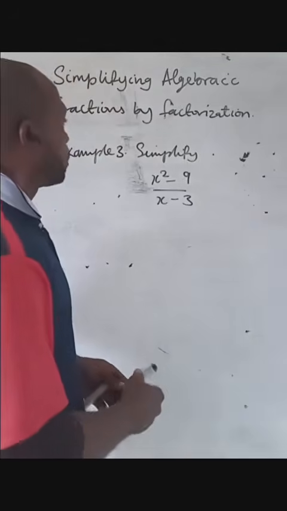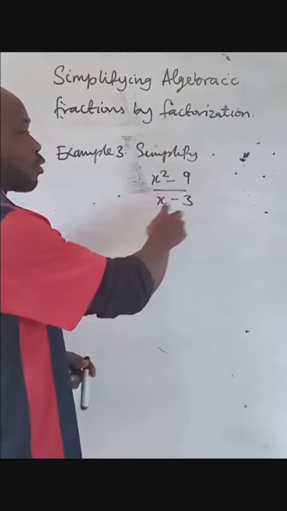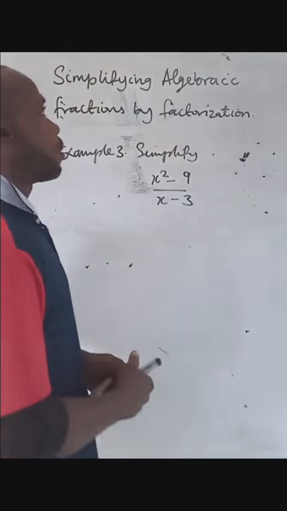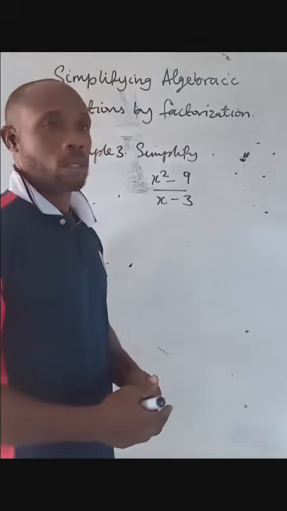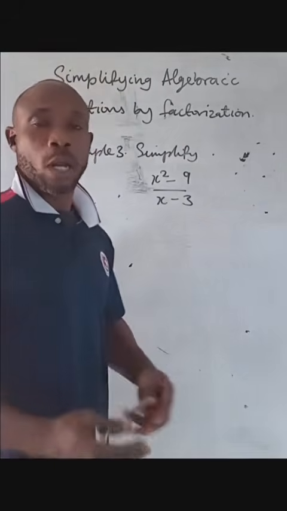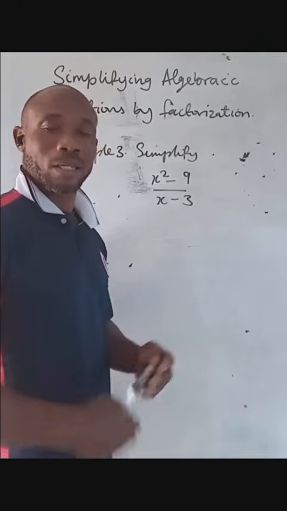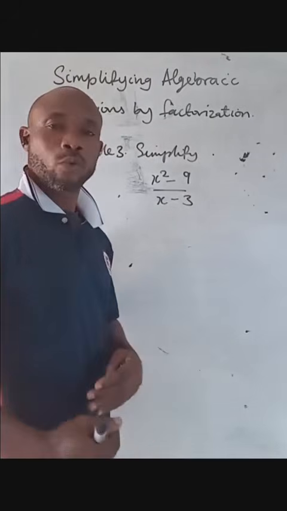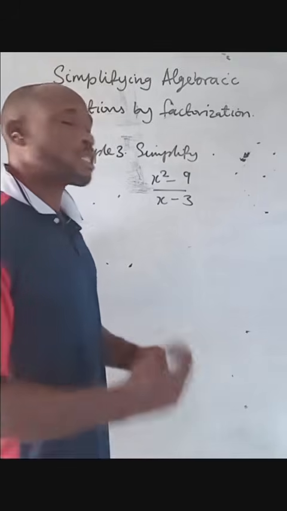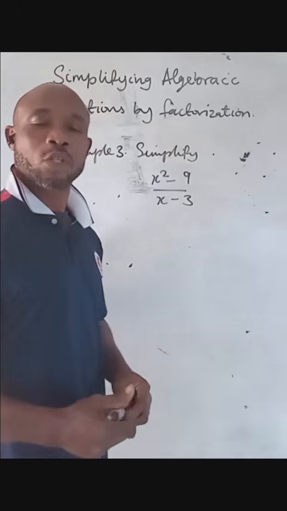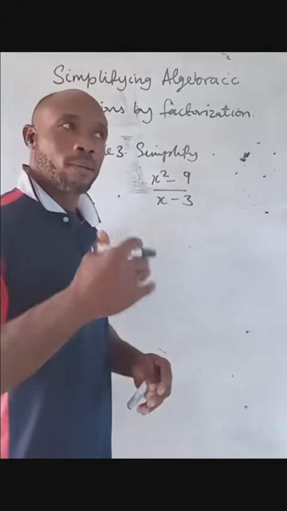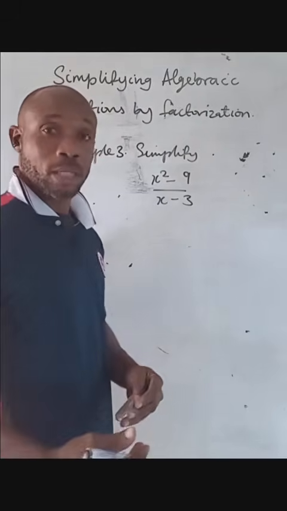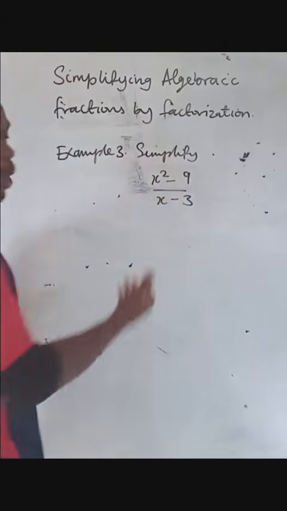Example 3. Simplify x squared minus 9 all over x minus 3. In this example, we are going to factorize before we cancel out. In the first example, we used cancellation to simplify the algebraic fraction. But in this example, we are going to factorize before cancelling out. There are situations where you come across algebraic expressions that you have to factorize first before you cancel out, if you are asked to simplify them. So in this instance, we are going to do that.